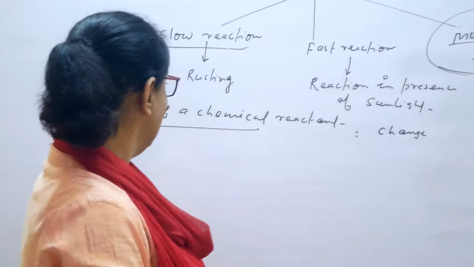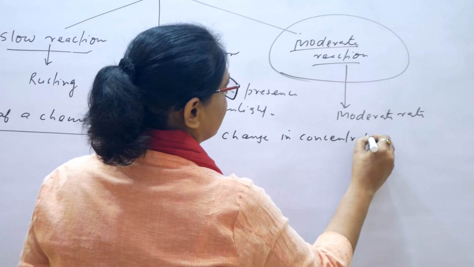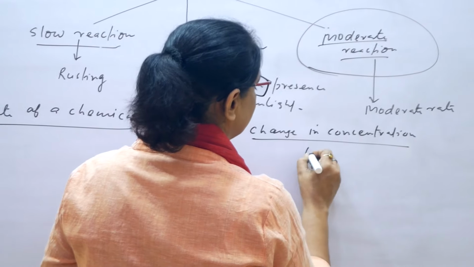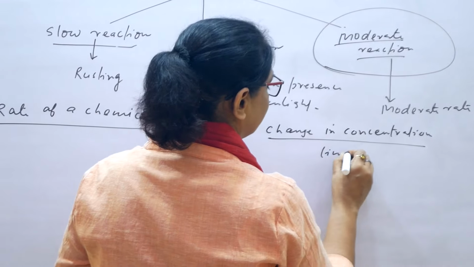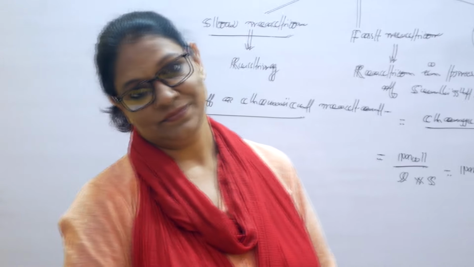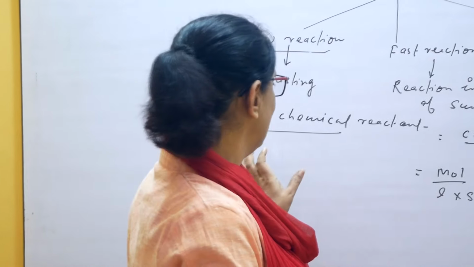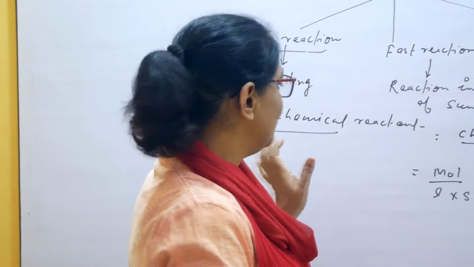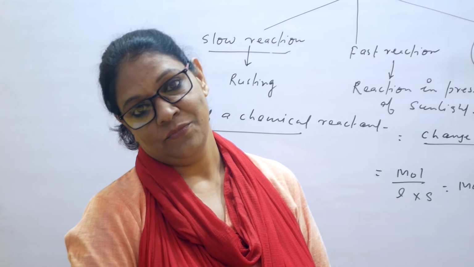Similarly, the rate of a chemical reaction is equal to change in concentration divided by change in time. So we know that concentration is expressed in terms of mole per liter and time in seconds. So we can say that the unit of rate of reaction is mole per liter per second. This is the unit. So what is it? The speed with which the reaction proceeds, it is a change in concentration per change in time.